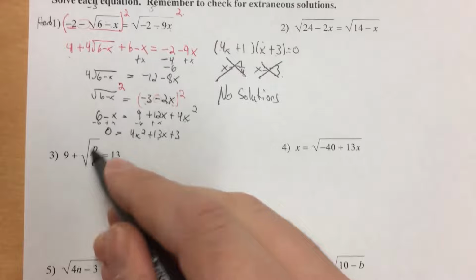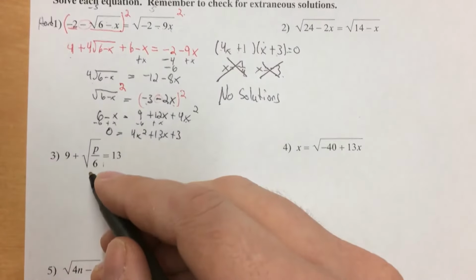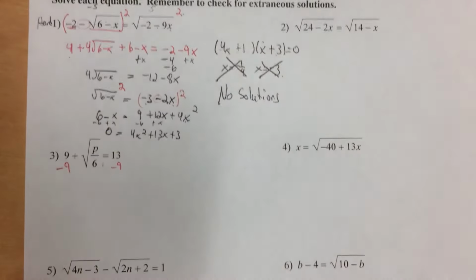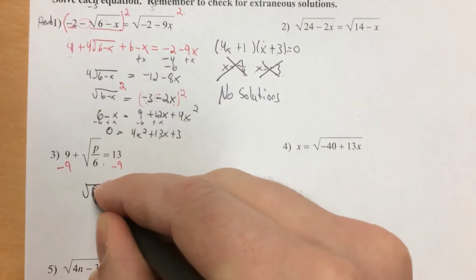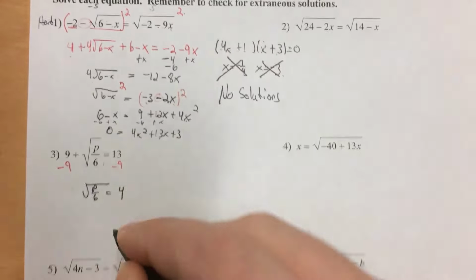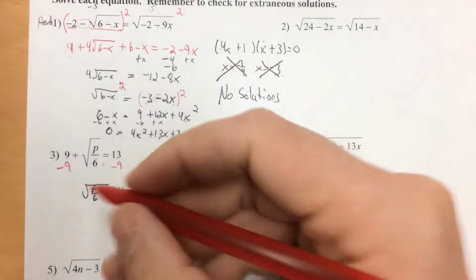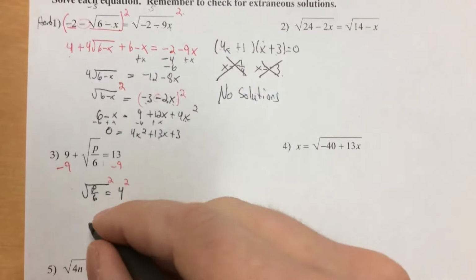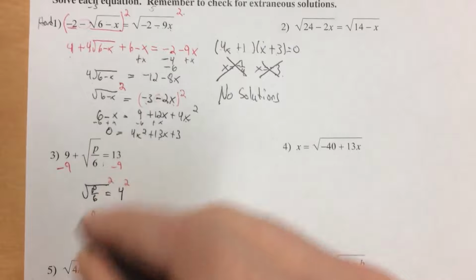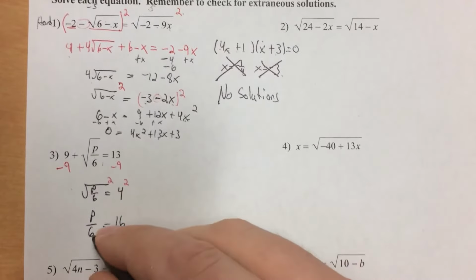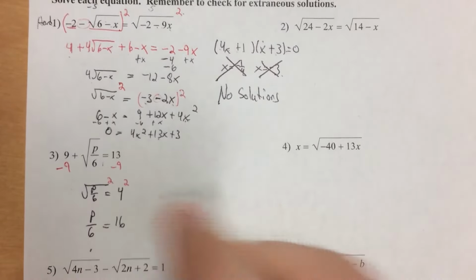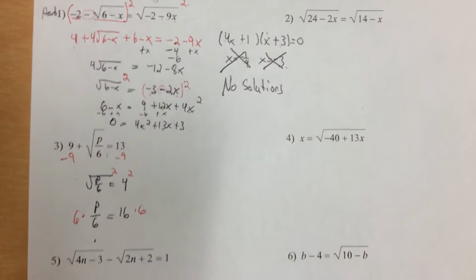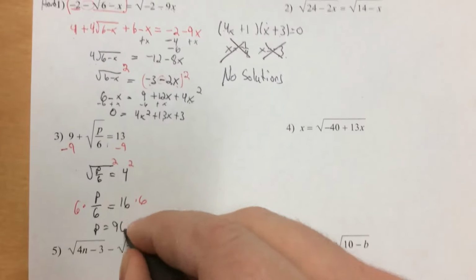This one is a much easier one. There's only one square root. So the first step is to isolate the square root. So we're going to subtract 9 and get 4. Square root of p over 6 is 4. Once we have the square root isolated, we're going to square both sides. This is just a monomial, so there's no squaring a binomial going on here. P over 6, the square root canceled out, equals 16. And the last step is to multiply by 6 to get rid of the dividing by 6. So we multiply by 6, and we get P equals 96.